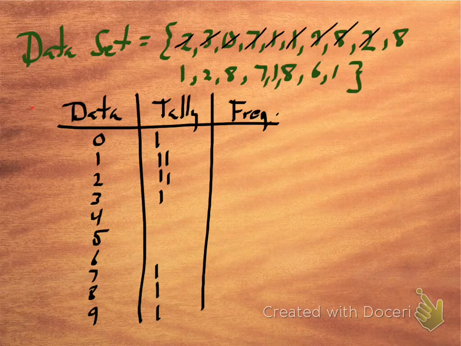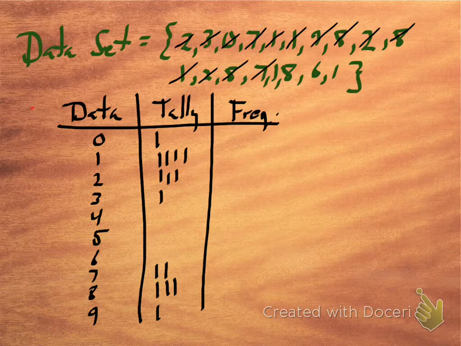9, 8, 2. 8, 1, 2. Another 8, another 1, another 2. That's 8, 1, 2. 8, 7, 1. 8, 7, 1. And finally 8, 6, 1. 8, 6, that's the first one of those. Be careful, you line them up carefully. Okay? 8, 6, and then one more 1. And remember when you're doing tally marks, when you get to the fifth one, you put the line across. So it's real easy to count groups of 5.